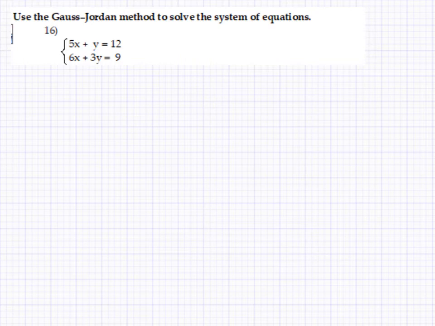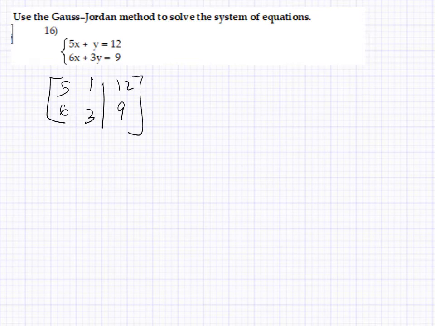So now we want to start using this matrix method to solve a system. We'll start with an easier system here, just 2 variables, 2 equations. The Gauss-Jordan method or row reduction method is the way we're going to focus on it. First thing we want to do is create our augmented matrix. So we would have 5, 6, 1, 3, straight line, 12, 9. So the first thing we're going to want to do is get a 1 in this first position here.